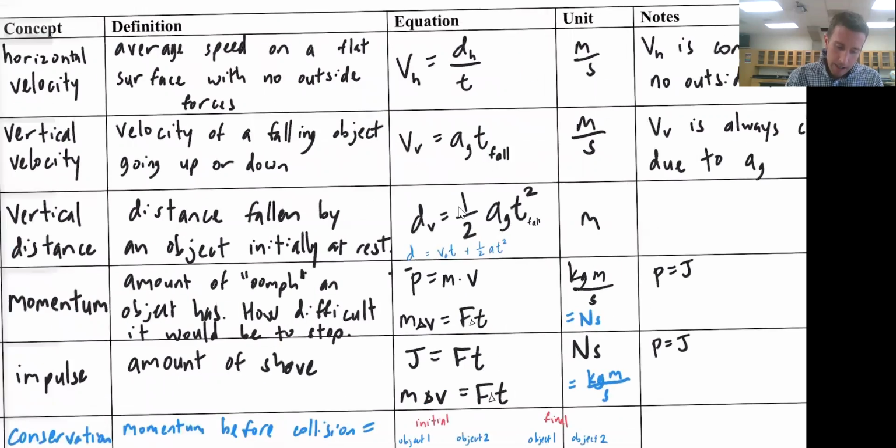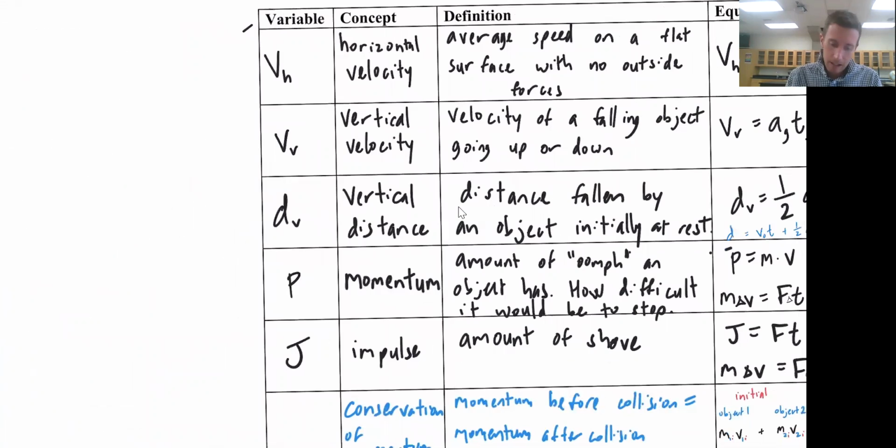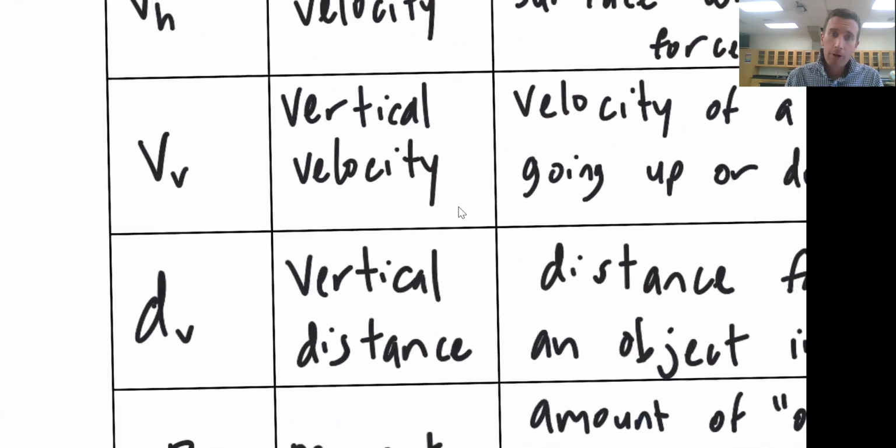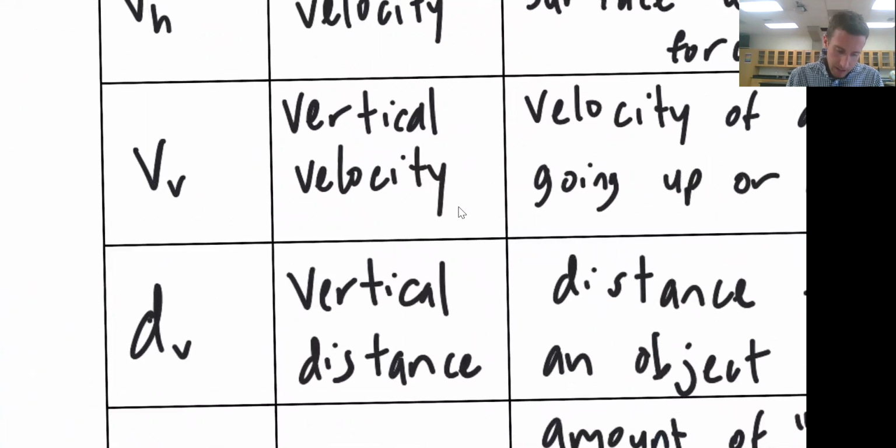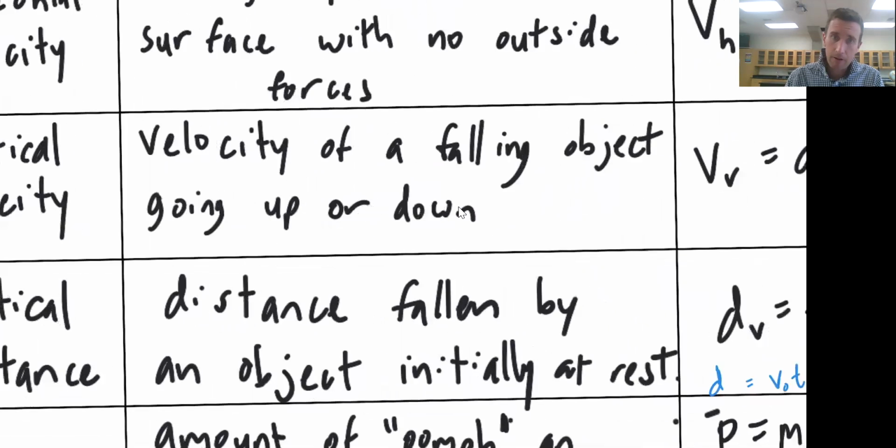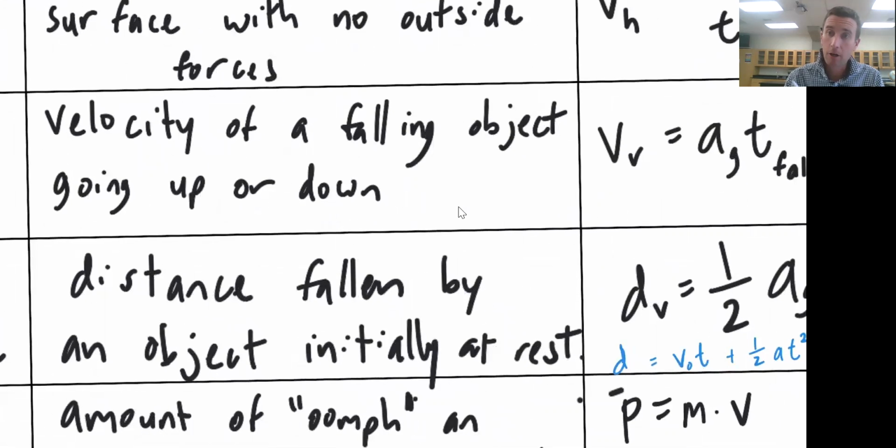All right, our second new concept is vertical velocity. Vertical velocity, or v sub v, is going to be represented with a lowercase v and then a subscript v. It's going to be defined as the velocity of a falling object going up or down. So up or down, it's still an object in free fall, right? Free fall meaning nothing's touching it. It's up in the air. Even if it's still going up, it's technically in free fall.